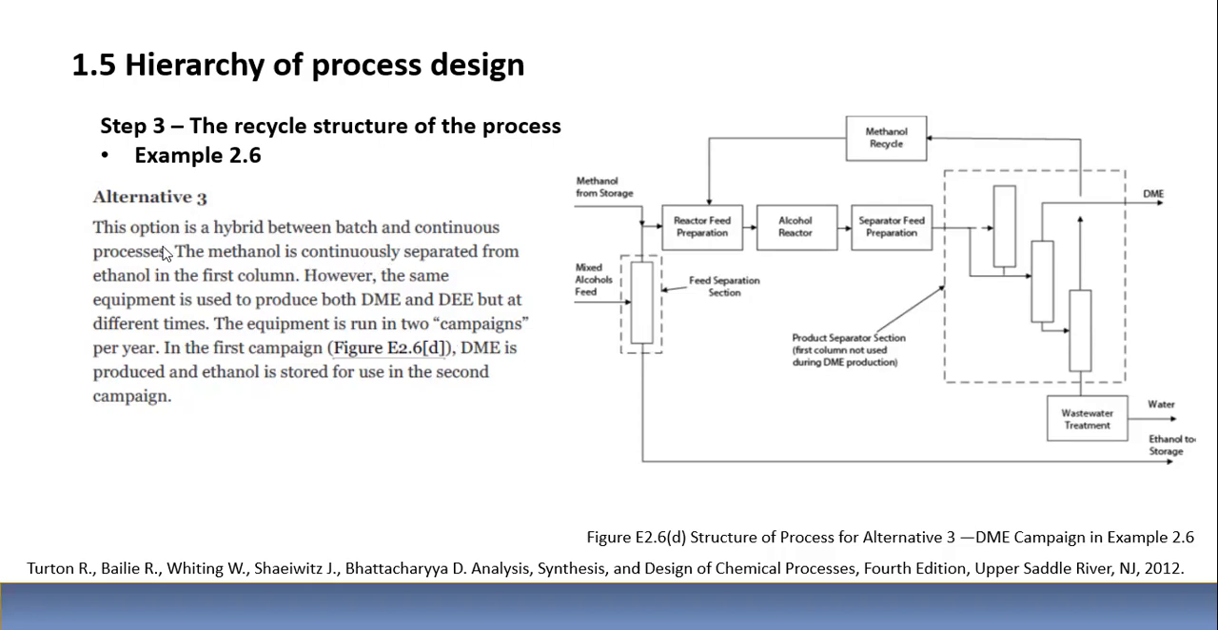The methanol is continuously separated from ethanol in the first column. However, the same equipment is used to produce both dimethyl ether and diethyl ether, but at different times. The equipment is run in 2 campaigns per year. In the first campaign, dimethyl ether is produced and ethanol is stored for use in the second campaign. Entonces se utiliza, esta planta aquí interesante es una planta más pequeña, apenas hay 3 separadores, un reactor, una línea de recirculación y una línea que va hacia la planta de tratamiento.